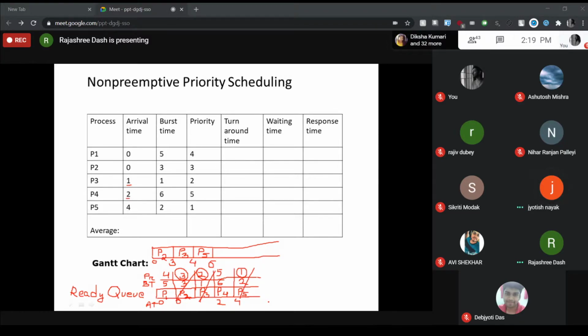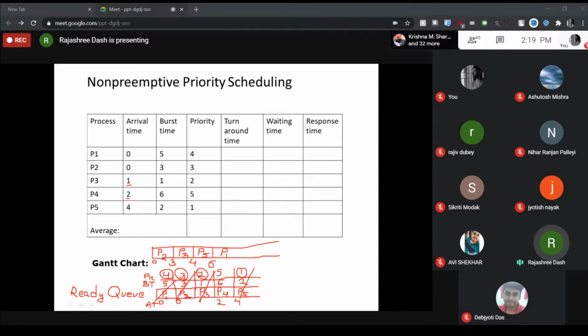P1. Next one is P1, which has higher priority. Comparing 4 and 5, 4 is the smallest one. So the next high priority process is P1. After P5, P1 will start its execution at time 6.